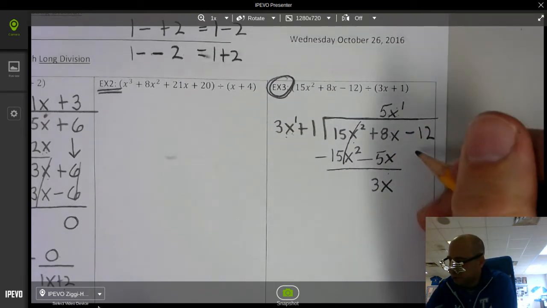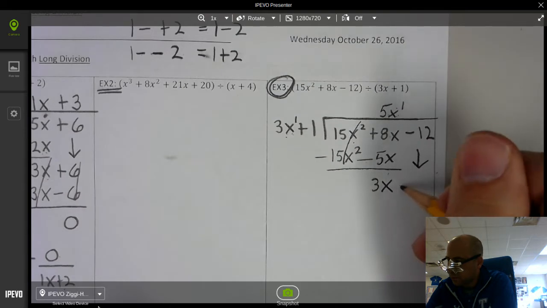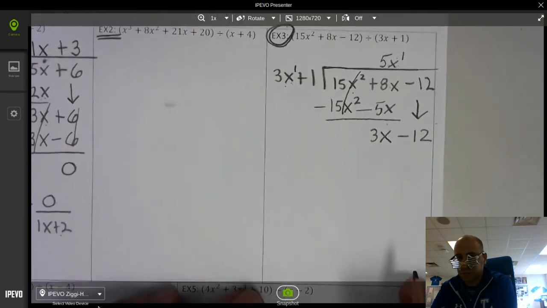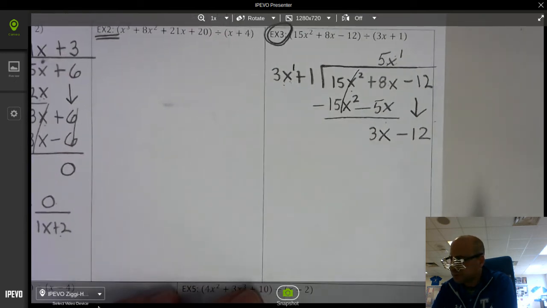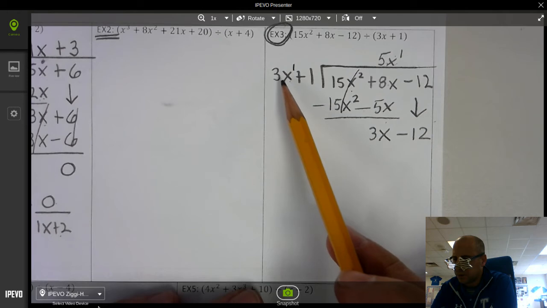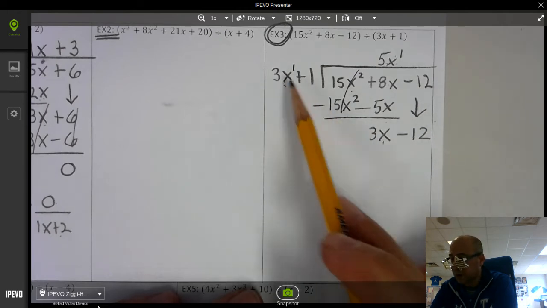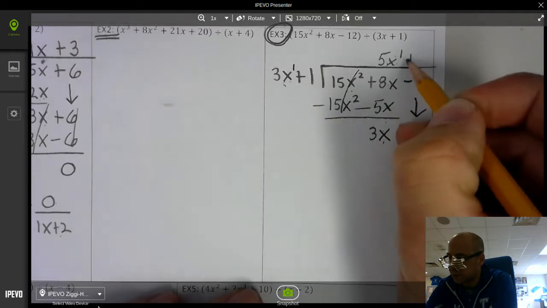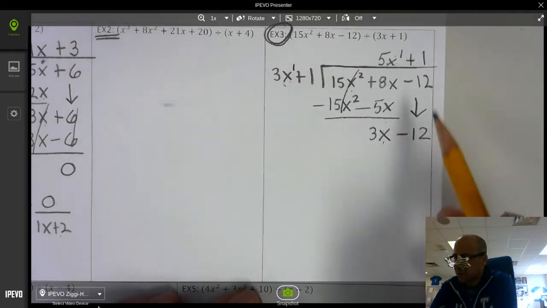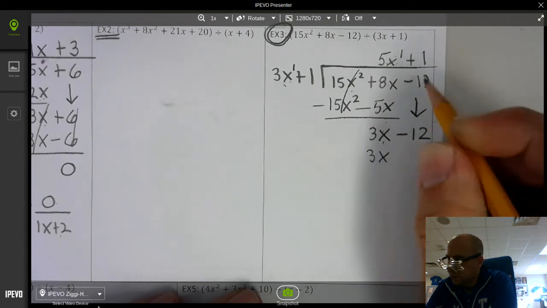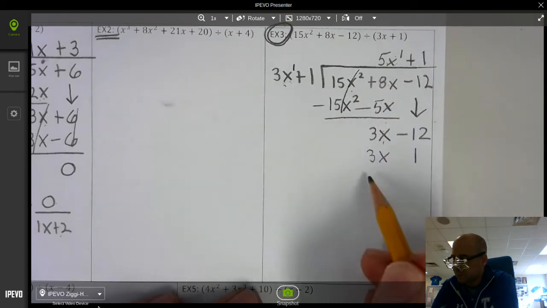Now step 4 is to bring down. So minus 12. Now we're into step 5, repeat the steps. Okay, so you ask yourself, what do you multiply 3x by to give you 3x? Well, the answer to that is plus 1. So 1 times 3x is 3x. 1 times 1 is 1.